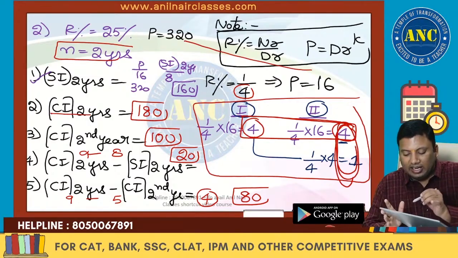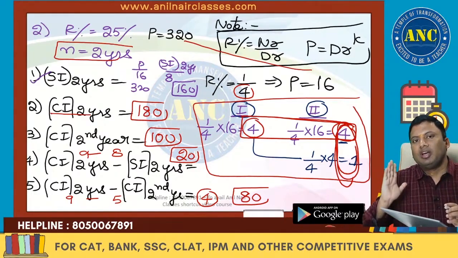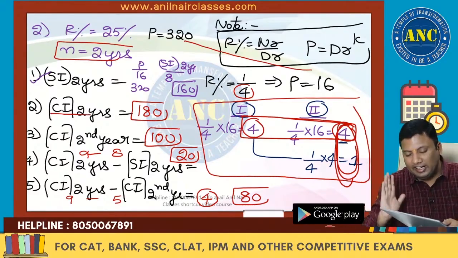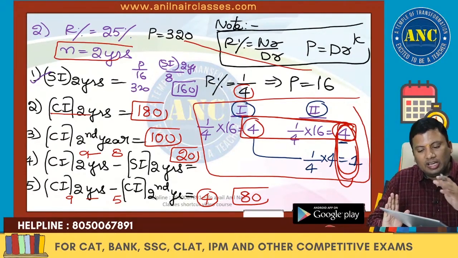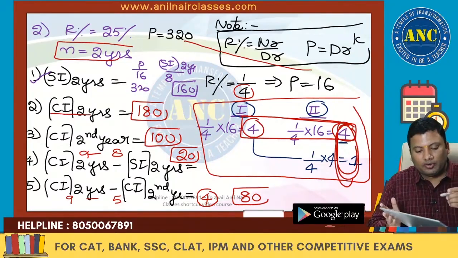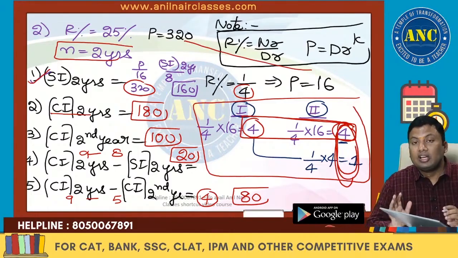SI for the second year is also 1/4 of 16. For the first year, SI is 4. For the second year, SI is 4. 4 plus 4 is 8. 16 is becoming 320, so 20 times 8 is 160... that part is over.